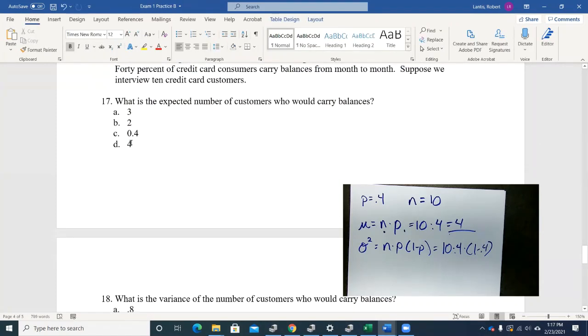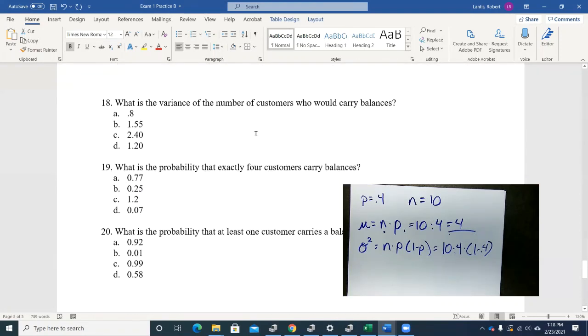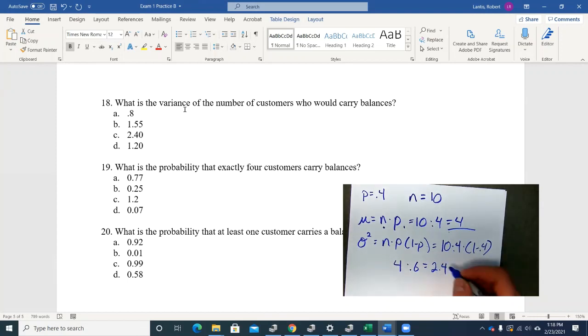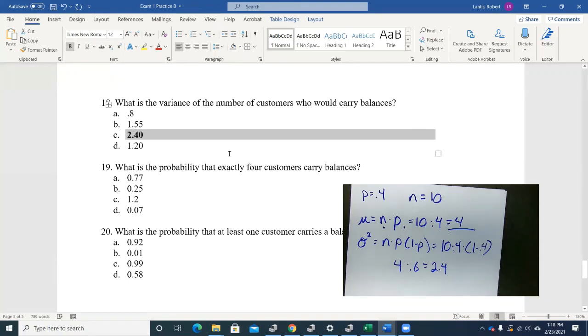All right, so we got 4 there. We got our mean number. Okay. Oh, I guess I did ask you for a variance. So what's the variance here? So it'd be what? 4 times 0.6, so what, 2.4, if I'm doing math in my head correctly? If we actually go ahead and compute that out. Right?